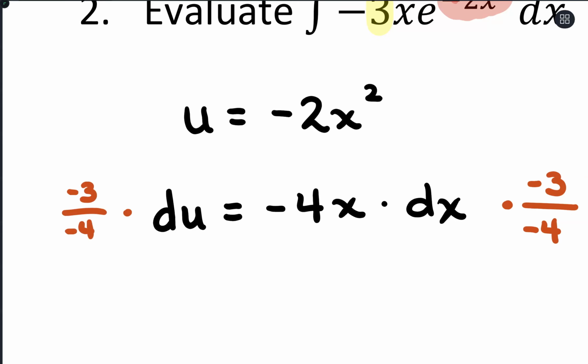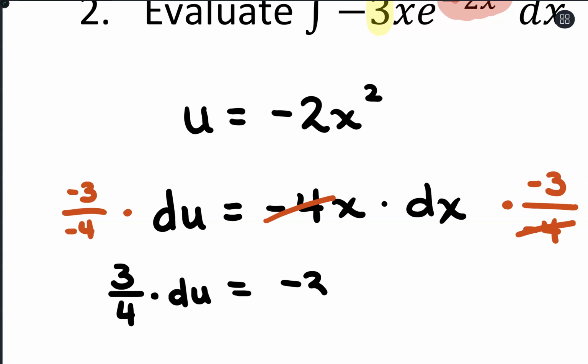So what this will do is I have this 3/4 times du is equal to, and then over here with how we set it up, the negative 4's will cancel. So I'd have my negative 3x dx. So little adjustments so that the numbers work out, but otherwise we're all set to go.